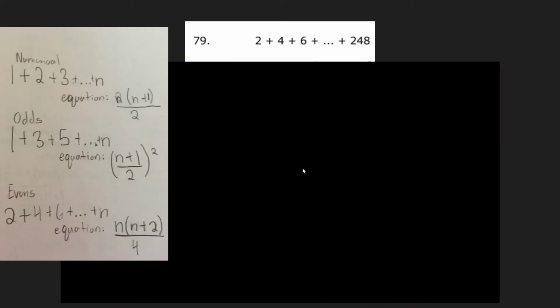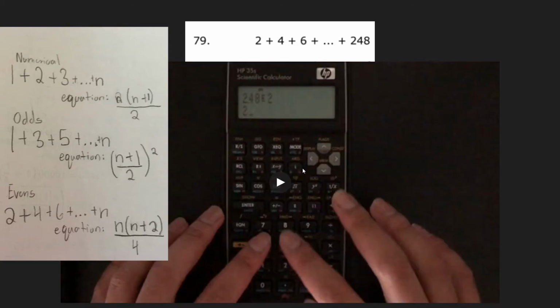Alright, 79. On these, there's going to be a certain formula for each one. There is another way to do this, however, I'm going to teach it the way that I was taught initially. When you get an even sequence, 2 plus 4 plus 6, you're going to do n times n plus 2 divided by 4. So n times n plus 2 over 4. N is going to be your last number right here, 248.